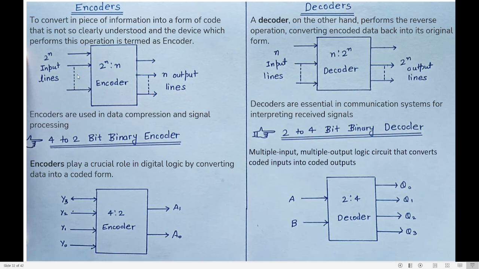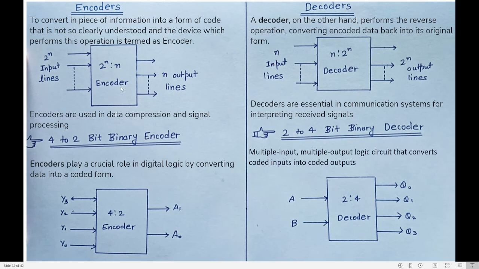The input information is given in 2 to the power of n input lines. The output would be n outputs. So you can also say an encoder takes 2^n inputs and gives n outputs. The reverse operation for an encoder is the decoder, which converts n inputs to 2^n outputs.